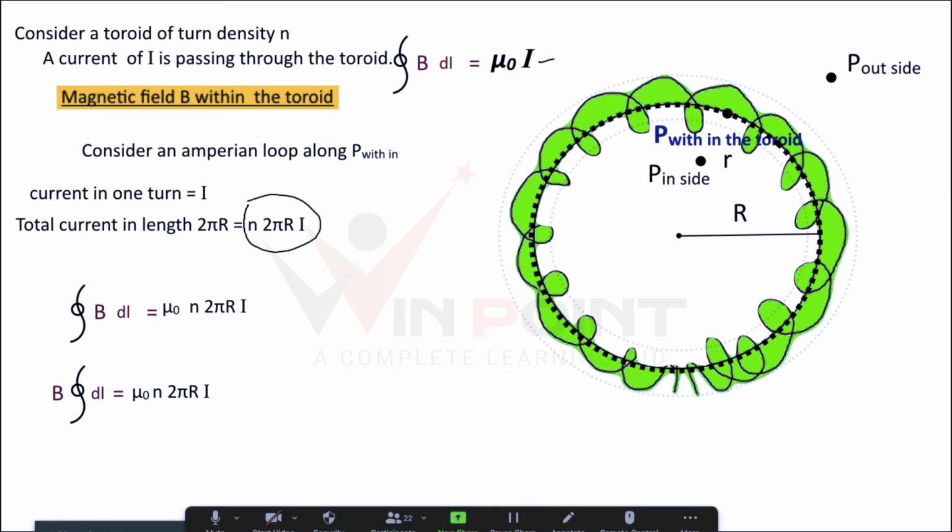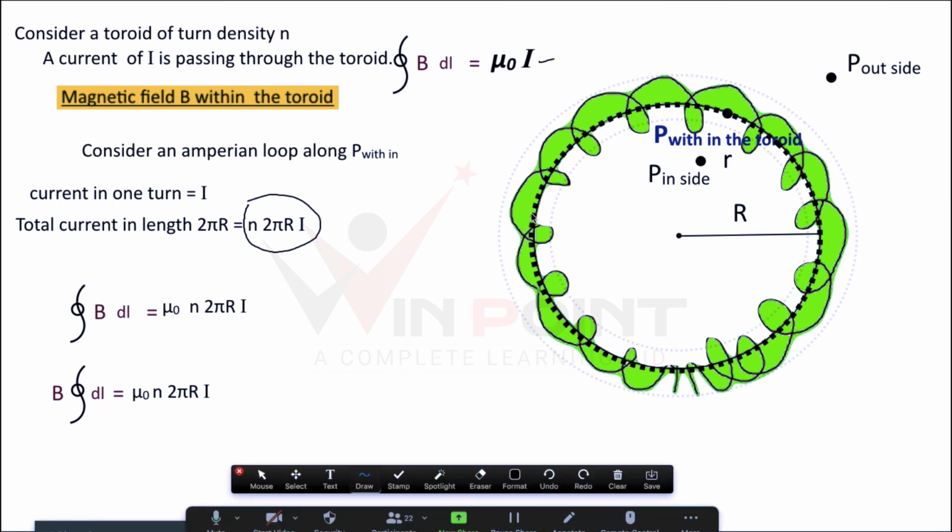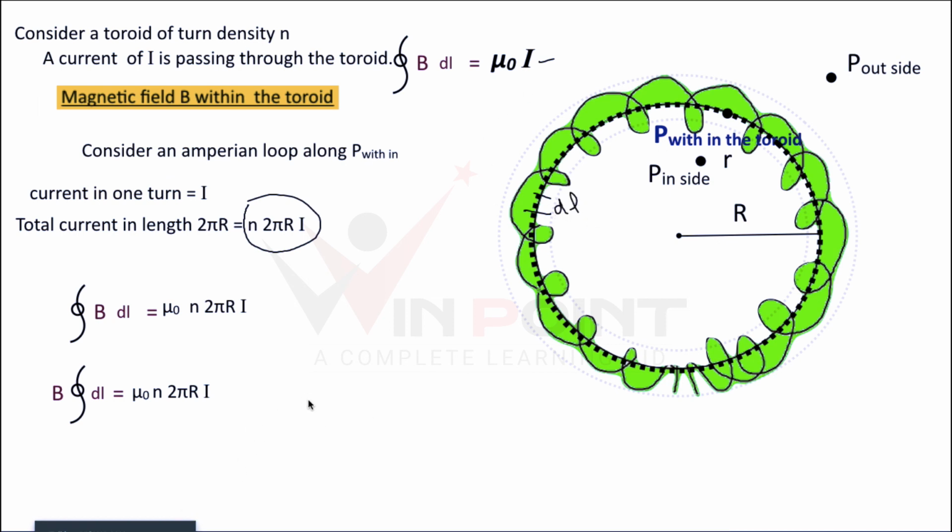Here dl is a small length. When we integrate it, we get the total length, that is 2 pi r, where r is the radius. So B into 2 pi r equal to mu 0 N into 2 pi r I. The common terms 2 pi r and 2 pi r can be cancelled. So the remaining term is B equal to mu 0 N I.